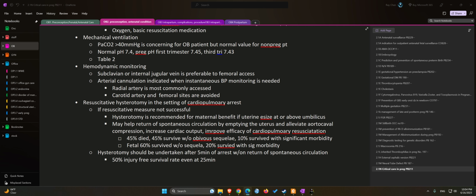Resuscitative hysterectomy in the setting of cardiopulmonary arrest. If resuscitative measures are unsuccessful, hysterectomy is recommended for maternal benefit if the uterine size is at or above umbilicus. This may help return of spontaneous circulation by emptying the uterus and alleviating the aortocaval compression, increase cardiac output, and improve efficacy of cardiopulmonary resuscitation.